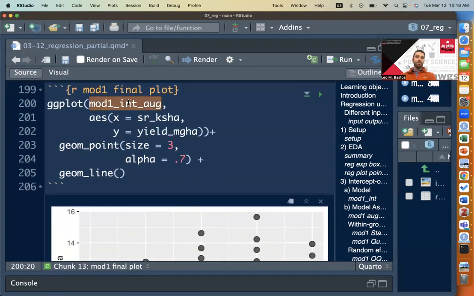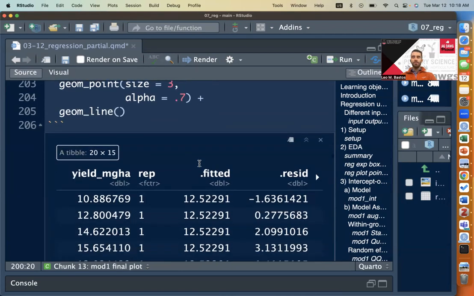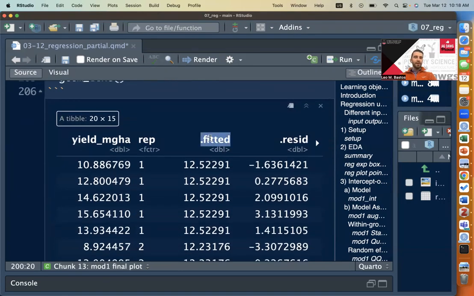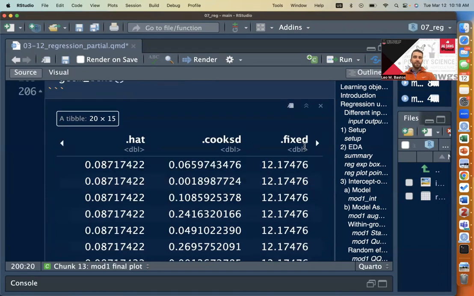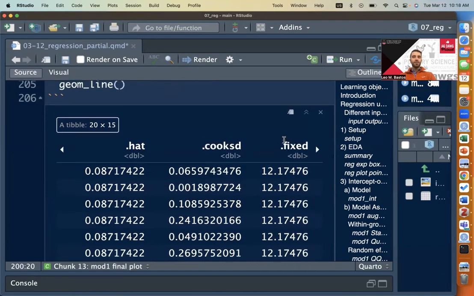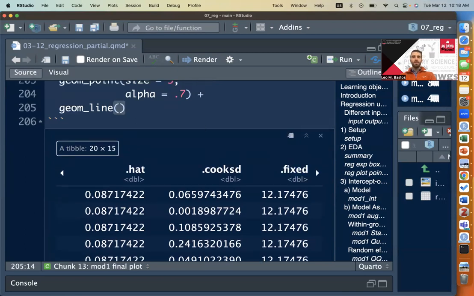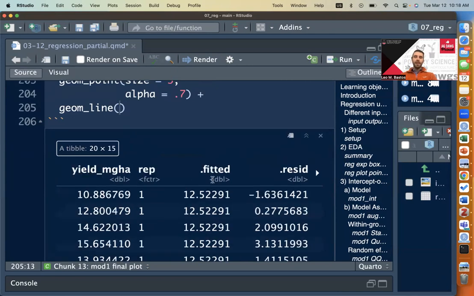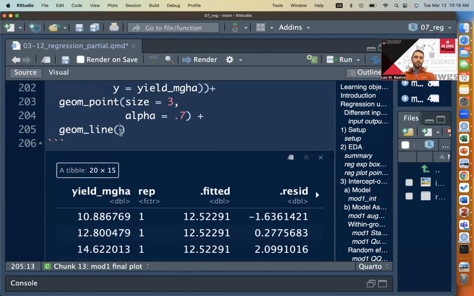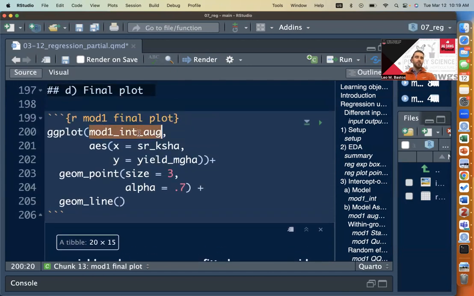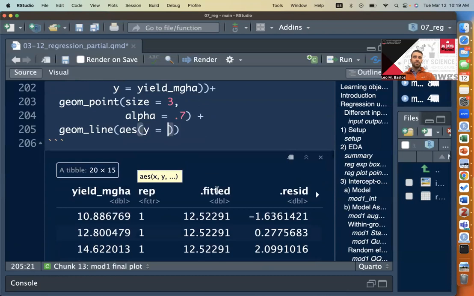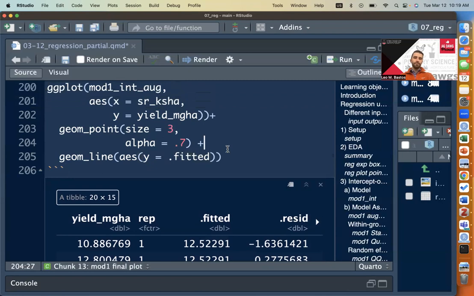If we look here at mod1 int augment, which is the data frame we're using, it has the .fitted and also has the .fixed column. In this case, there is a difference between them because this is a mixed effect model. So first, let's try to add our .fitted on the y-axis. Because again, this is the data frame coming in already at the top level, I don't have to specify that again. I can just call aes, and I want for this geom the y-axis to be my .fitted, which is a column in that data frame.